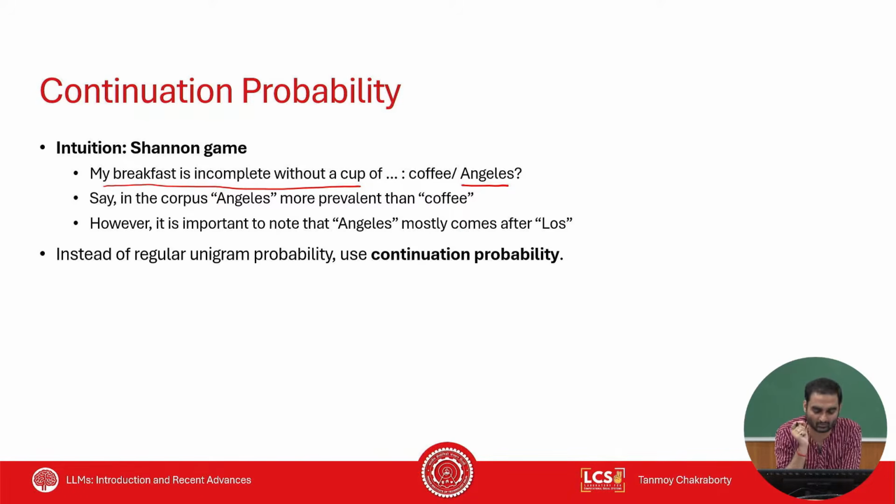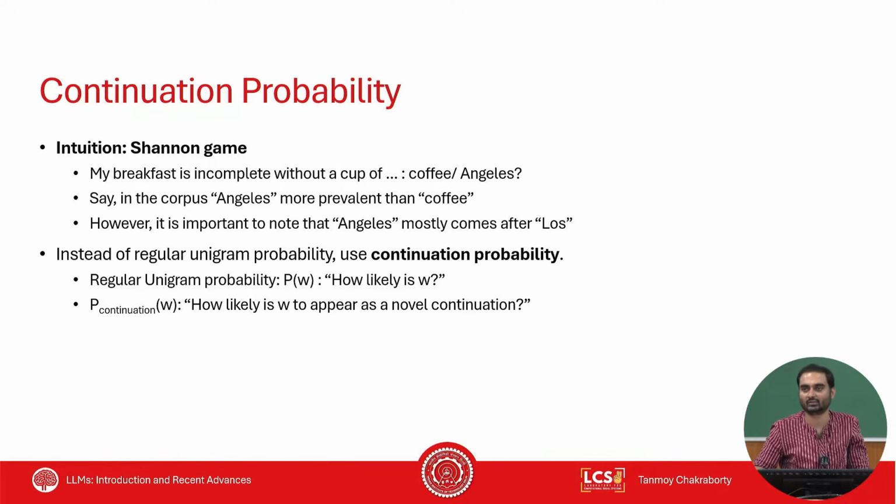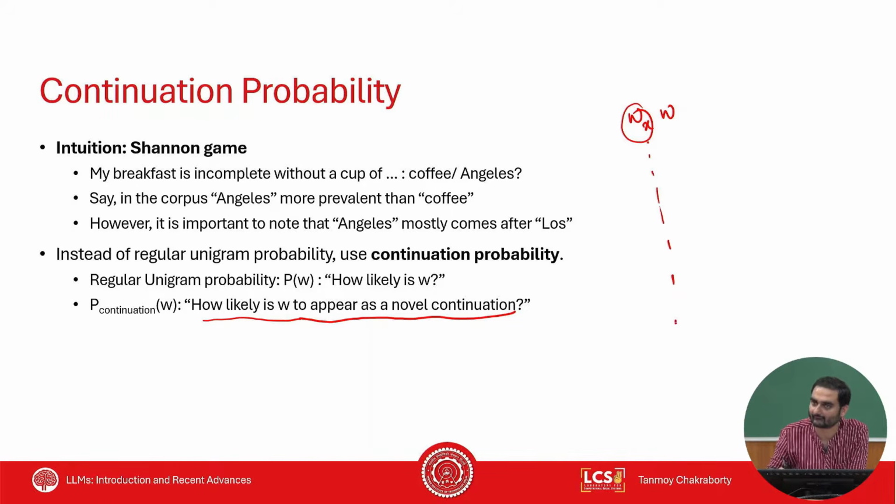So instead of measuring the unigram count, we will measure the continuation probability of a unigram, which says how likely W is to appear as a novel continuation. We will look at all possible words that are completed by the word W: W1 W, W2 W, W3 W, up to WN W. So the novel continuation count of the unigram W is essentially N.